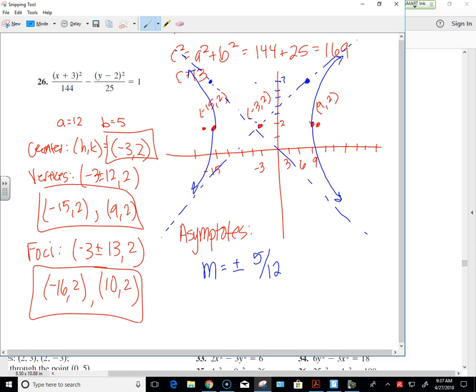How do we do the asymptotes? Start from the center. Always from the center. Move out, vertex, out, foci, up and over to the asymptotes. It's okay. Start from the center, Joel.